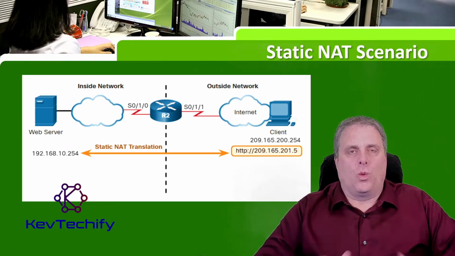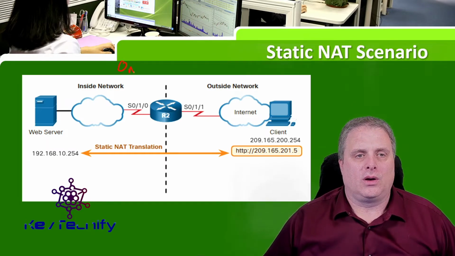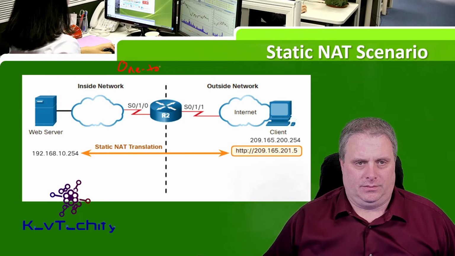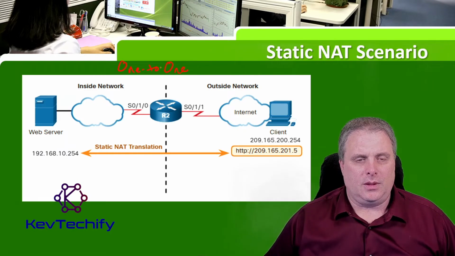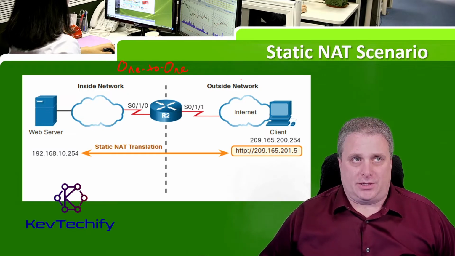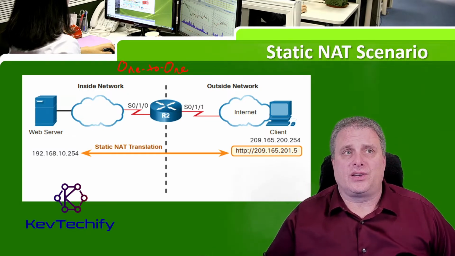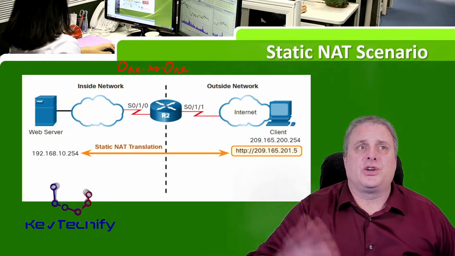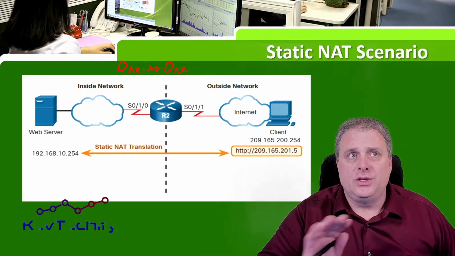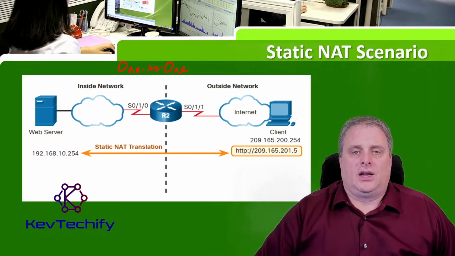Static NAT is a one-to-one mapping. You have to remember that static NAT here is our one-to-one. One private IP address to one public IP address. Static NAT allows external devices to connect to internal devices using the statically assigned public IP address.